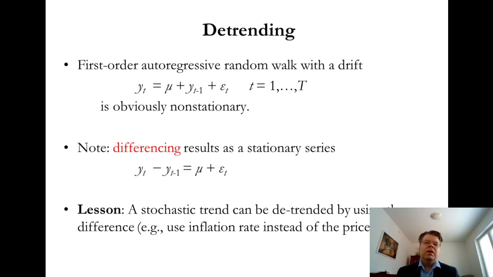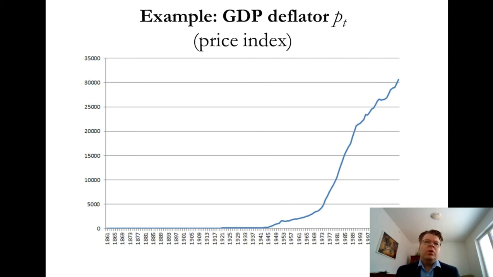And I have indicated here, as an example, that in the previous example, when I ran these regressions of the inflation rate on the sunspot numbers, I actually used the inflation rate rather than the price index. Now, I will illustrate it in the example shortly. So on this slide, I have plotted the GDP deflator. You can think about it as the price index. Of course, if you take a very long time series, like here, starting from 1861 till 2012, then the price level has increased tremendously. It is about 20,000 times higher at the end of this period than in the late 19th century.